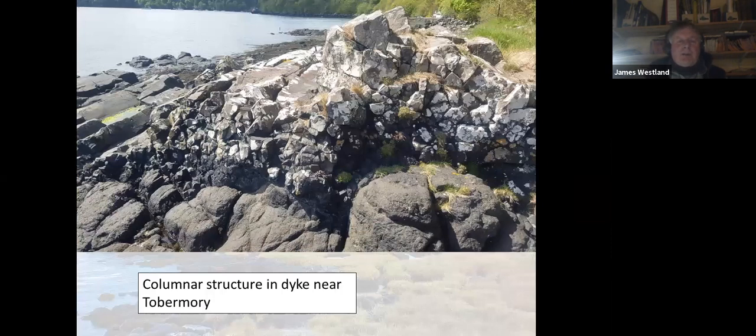I mentioned columnar structure. Now, that 5-meter dike I showed you earlier near Tobermory, you can see the columnar structure here. You're actually looking end on into the columns. So these things have this columnar structure, something that's very well developed. That's what's going on there. It's quite common in a lot of the dikes.